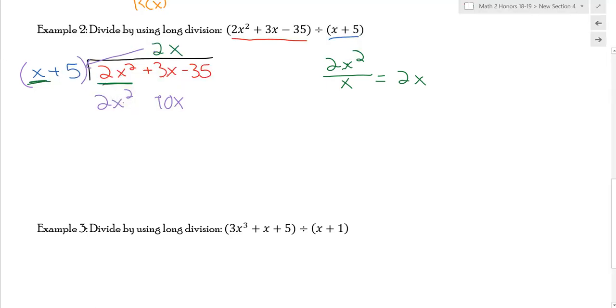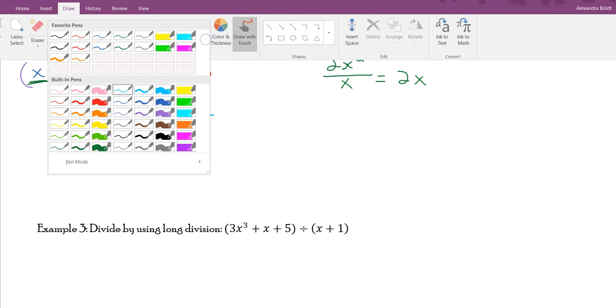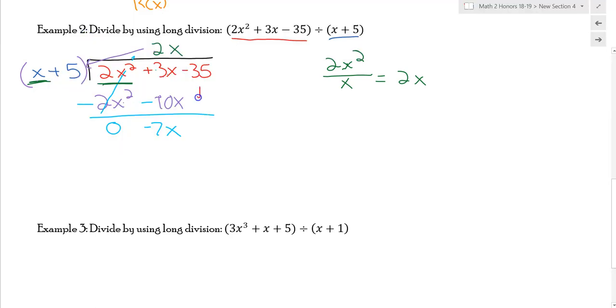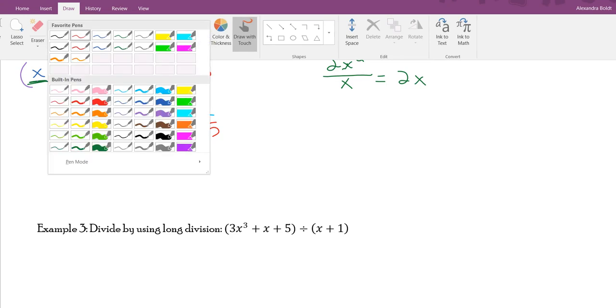Our next step is to subtract. I just changed the signs. Both of these were positive, so I'm changing them both to negative. 2x squared minus 2x squared is 0, which is what we want. We want those to cancel. And 3x minus 10x is minus 7x. Right? And then our next step is just to bring down and repeat. So minus 35. Again, this is gone. I wouldn't really write the 0 there, but just to kind of show it for this first time.